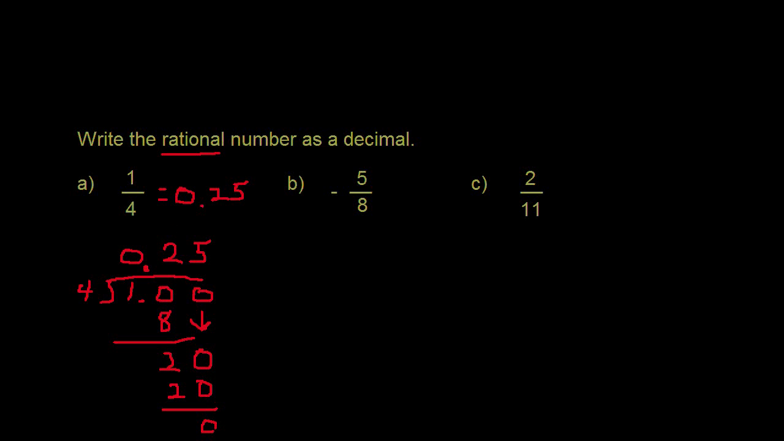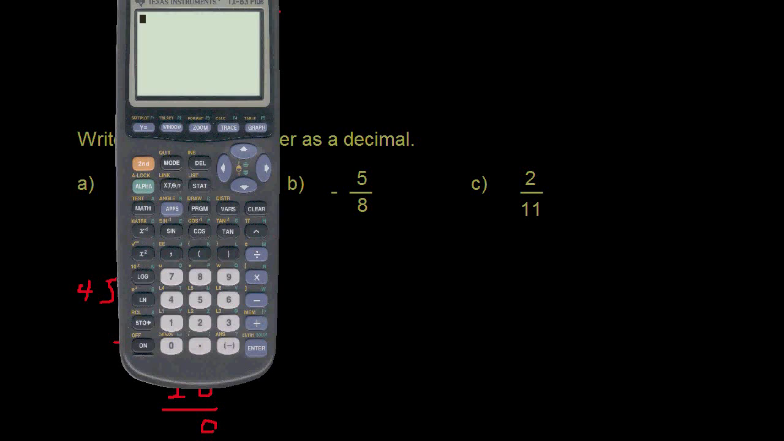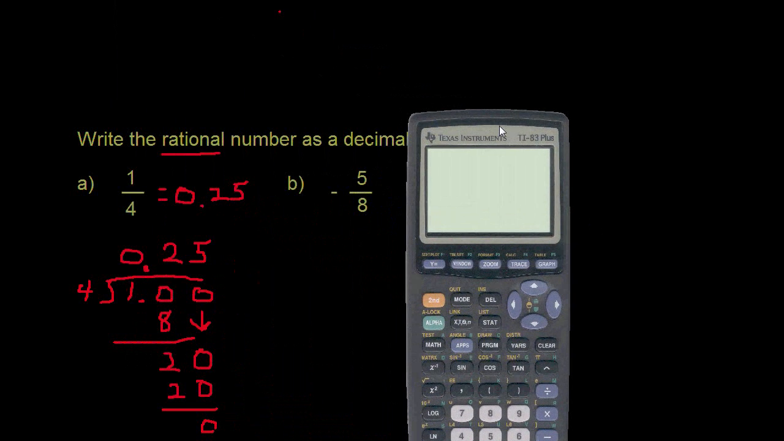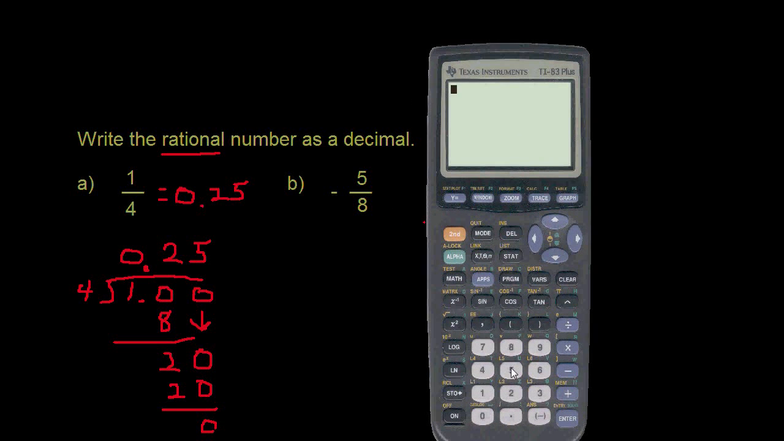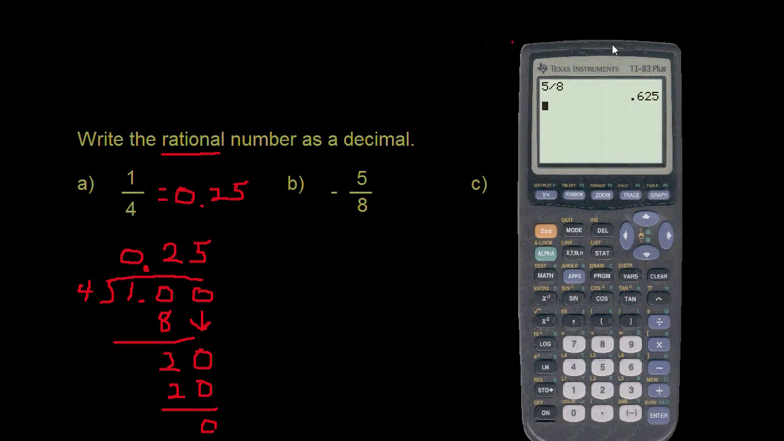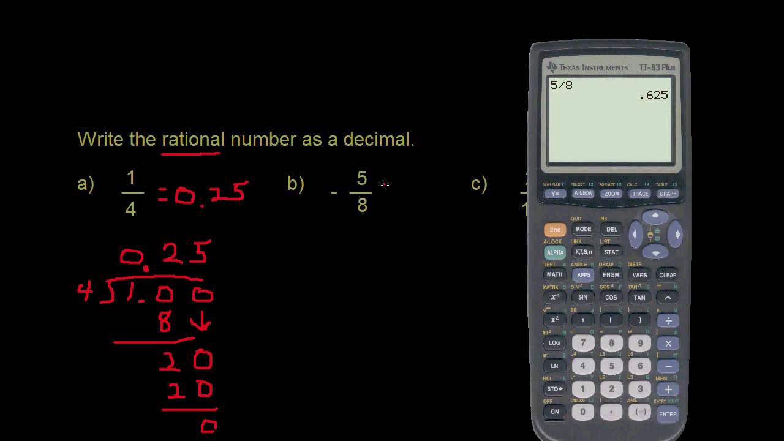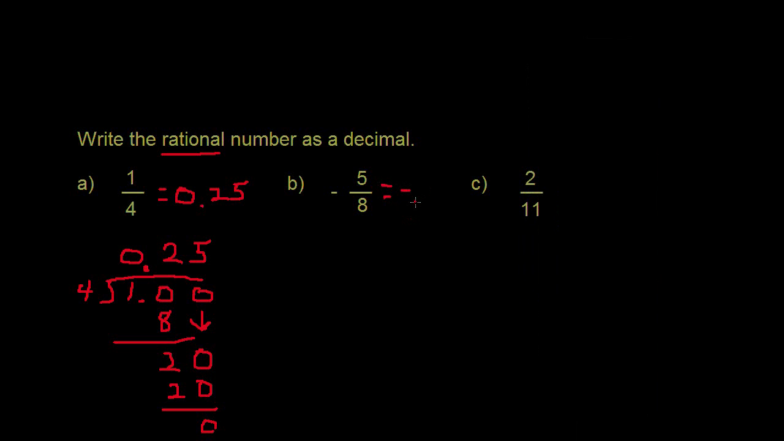Now we can do this just on the calculator. We don't need to actually do it longhand like we've been doing it. So let's just find out what 5/8 is as a decimal. We just enter 5 divided by 8 and hit enter, and we get 0.625. I didn't put the negative sign in, but this is now a negative. Let's go down here. It's negative 0.625. That's what negative 5/8 is as a decimal.